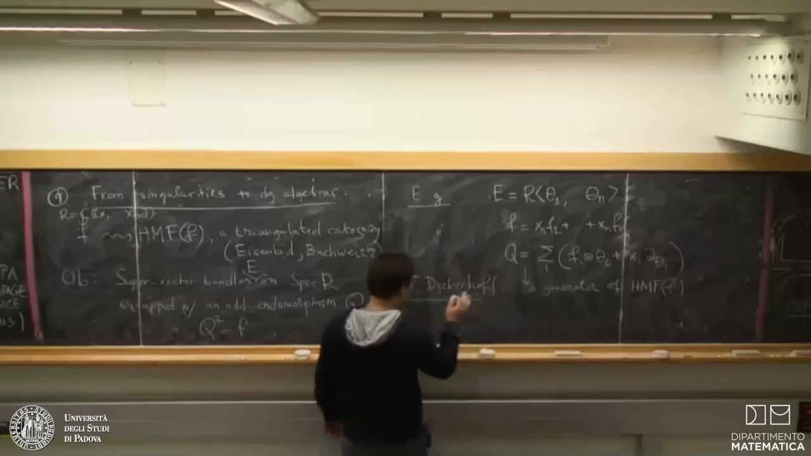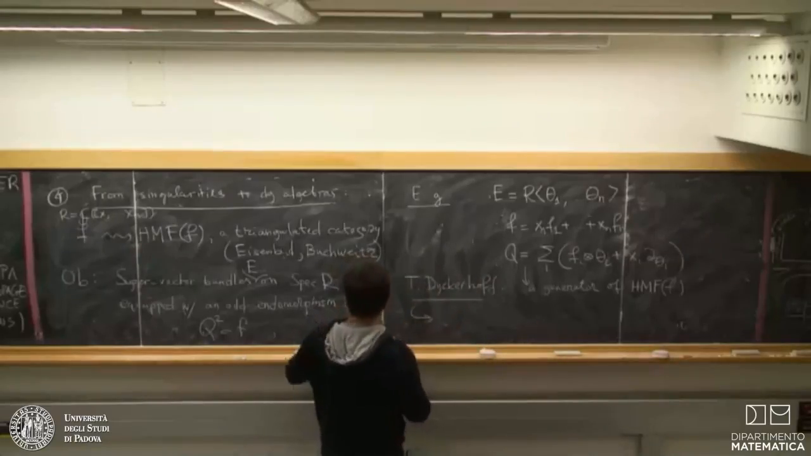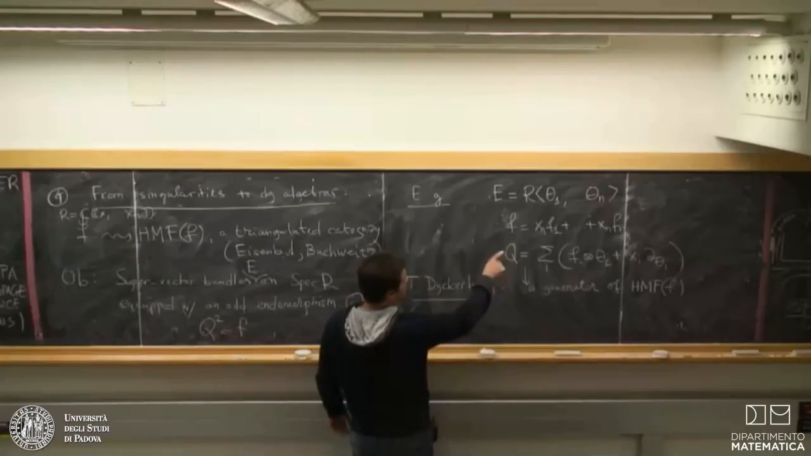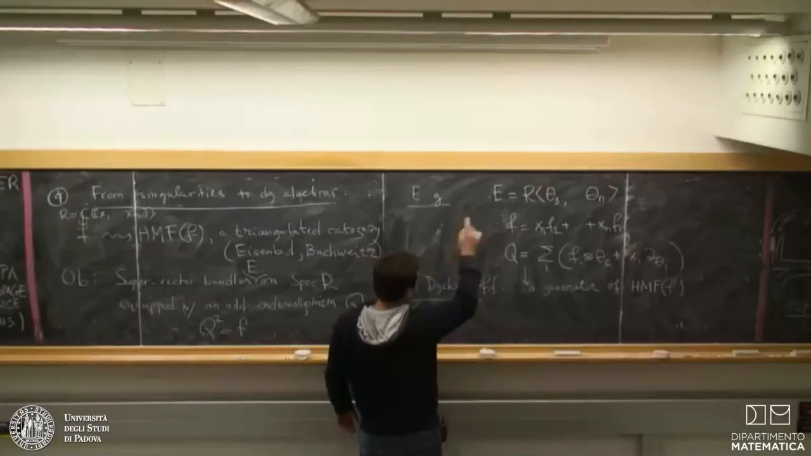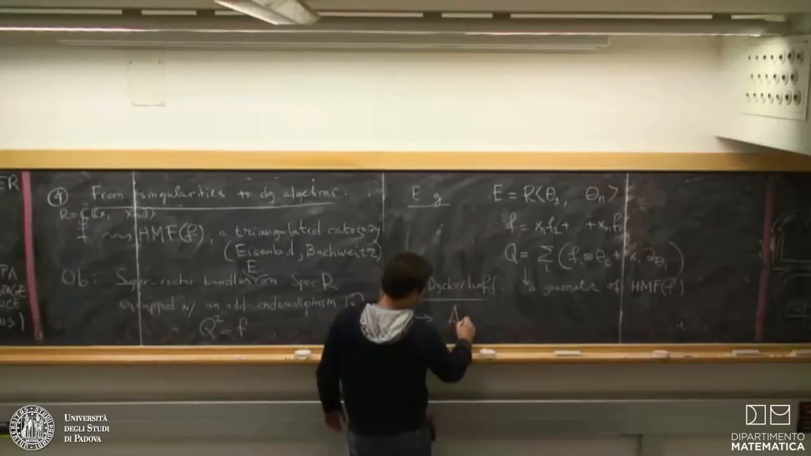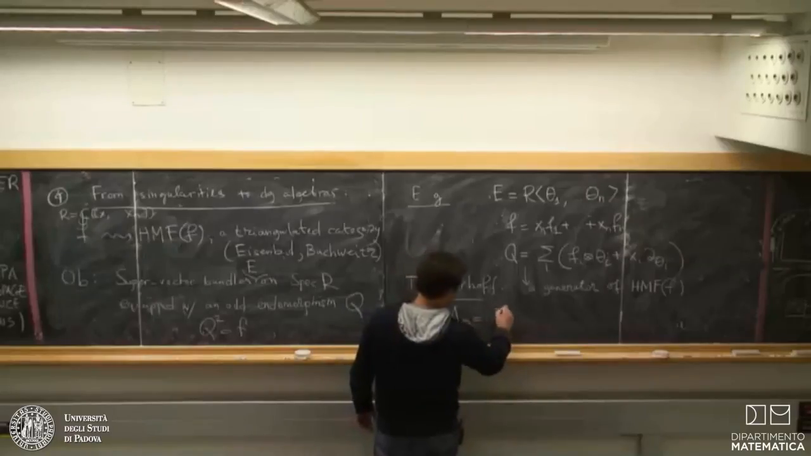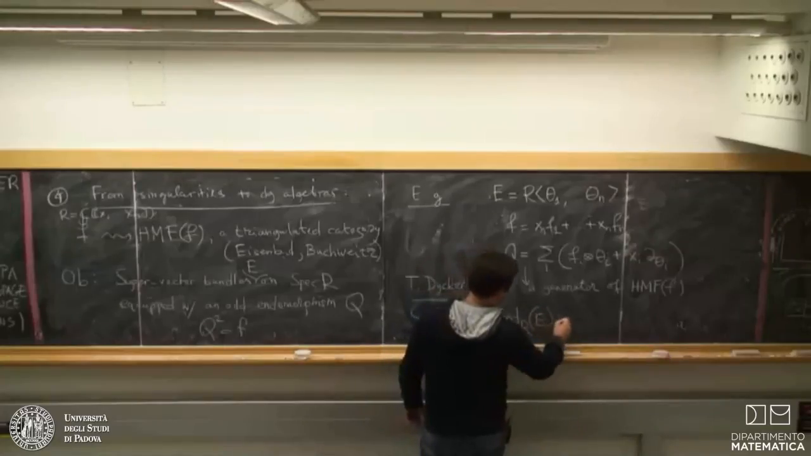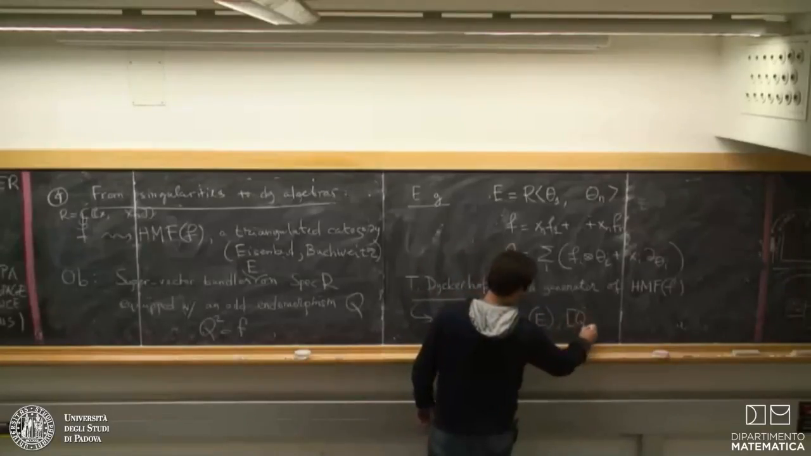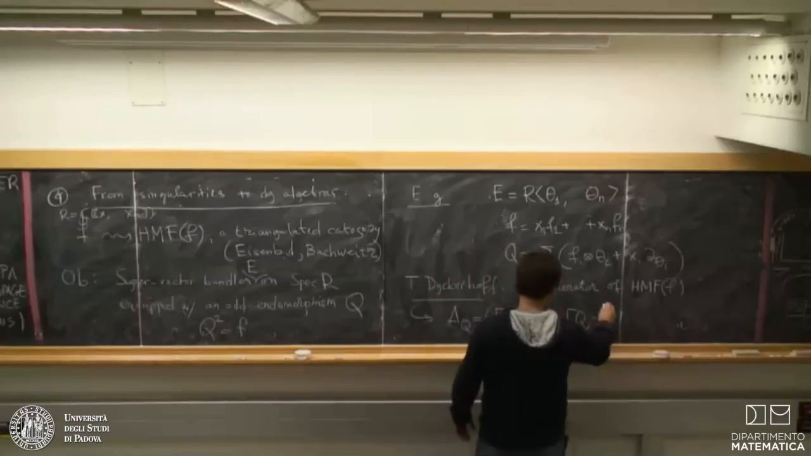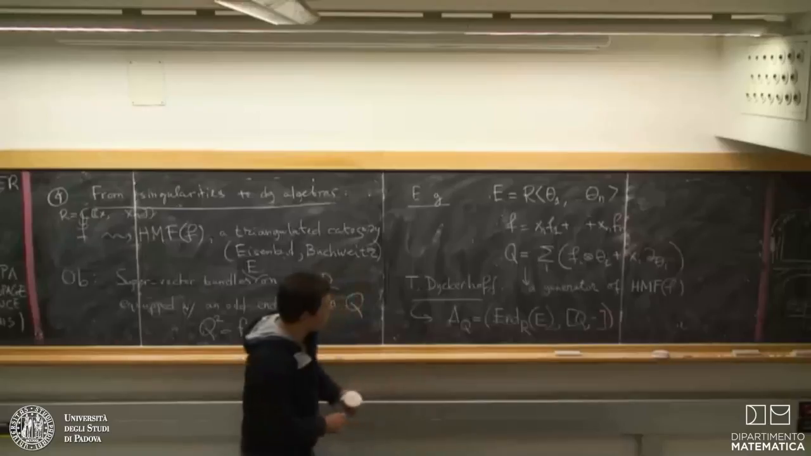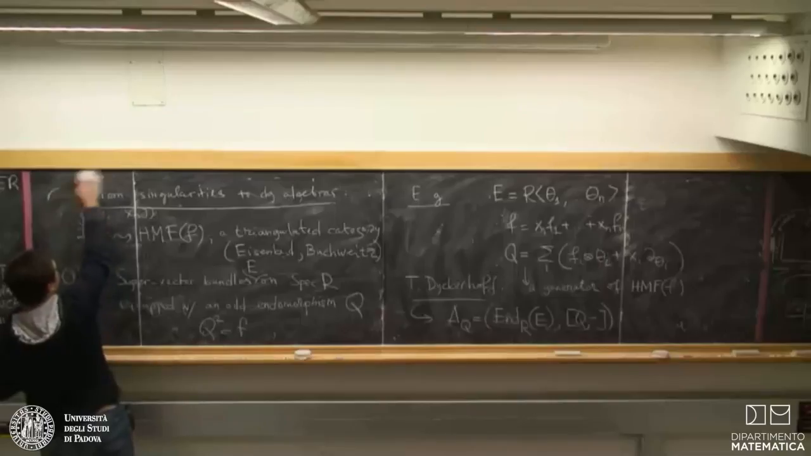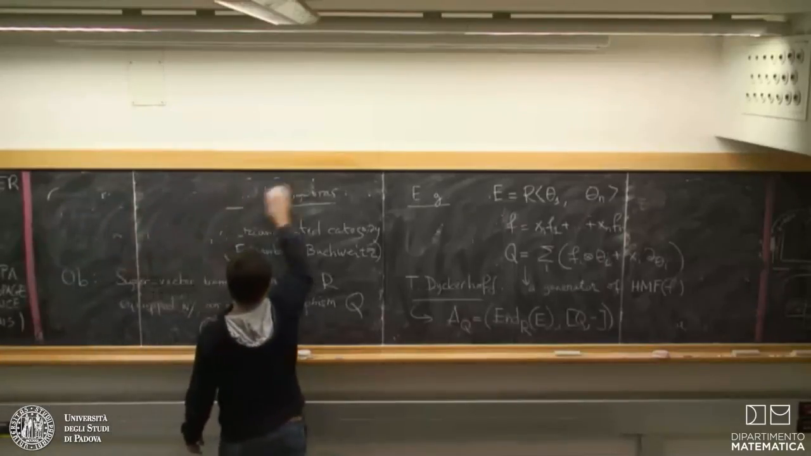But a conceptual consequence of this is that instead of studying this category, you can study just the DG algebra of the endomorphisms of this object. So this DG algebra contains the same amount of information, informally speaking, as the category of matrix factorizations, at least from the point of view of homological algebra.